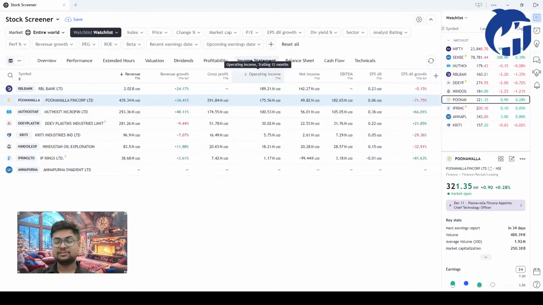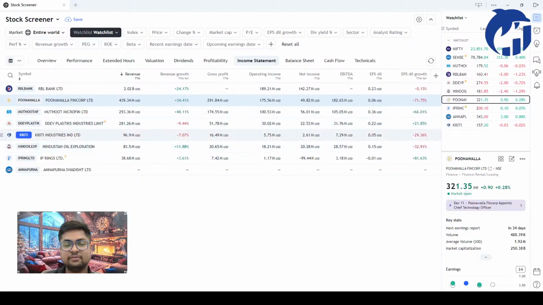Also, we were talking about the income statement, right? Just have a look at the income statement. We were talking about revenue growth. For RBL Bank, the revenue growth has been 24.17%, for Poonawalla it's 34.41%, for Muthoot Microfin it's 48.11%, and for DDV Plastic Industries Limited it's minus 9.44%.